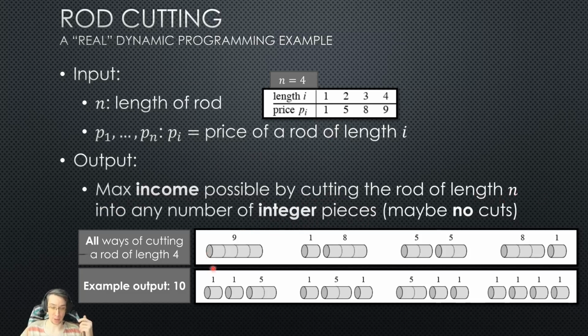So for example, here are all the ways of cutting a rod of length 4. So you can sell the whole rod, or a piece that's length 1 and a piece that's length 3, or 2 and 2, 3 and 1, 1, 1, 2, 1, 2, 1, 2, 1, 1, 1, 1, 1, 1.